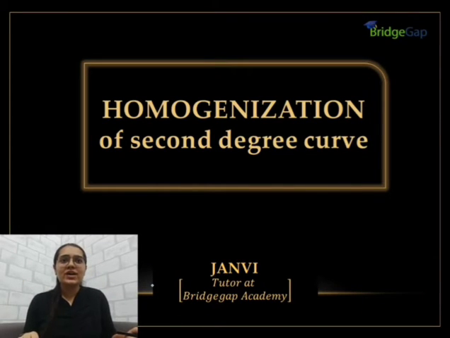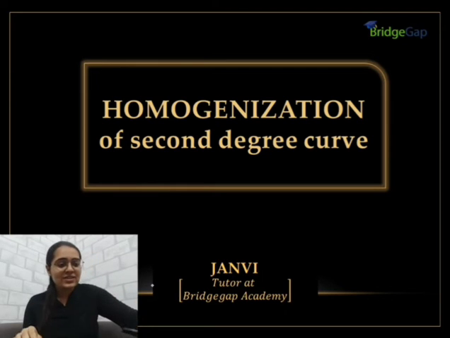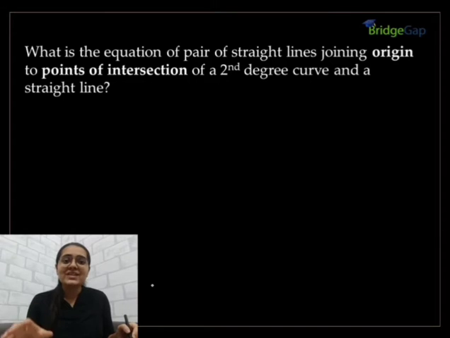Everyone. Today we are going to learn about a very interesting tool used in coordinate geometry, that is homogenization of second degree curve. Before we jump into homogenization, let us look at this very interesting question. It says, what is the equation of pair of straight lines joining origin to points of intersection of a second degree curve and a straight line?